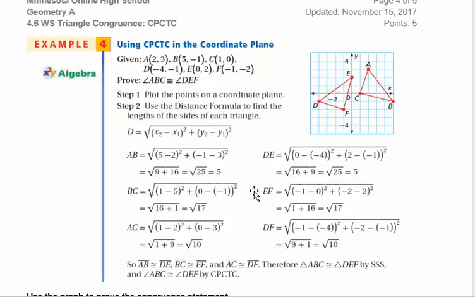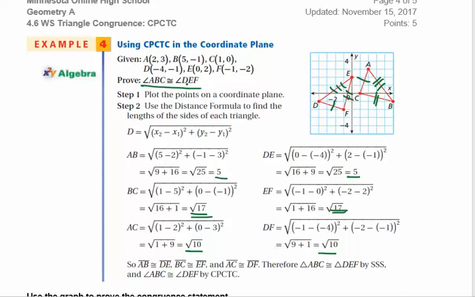When you do that, if you're going to be able to use side, side, side, you'll find that there's lots of equal lengths, like square root of 10 and the square root of 10. AC is congruent to DF. Those two sides of the triangle are congruent. Also, BC is congruent to EF. And then also AB and DE were both 5. So they found that by side, side, side, these two triangles were congruent.